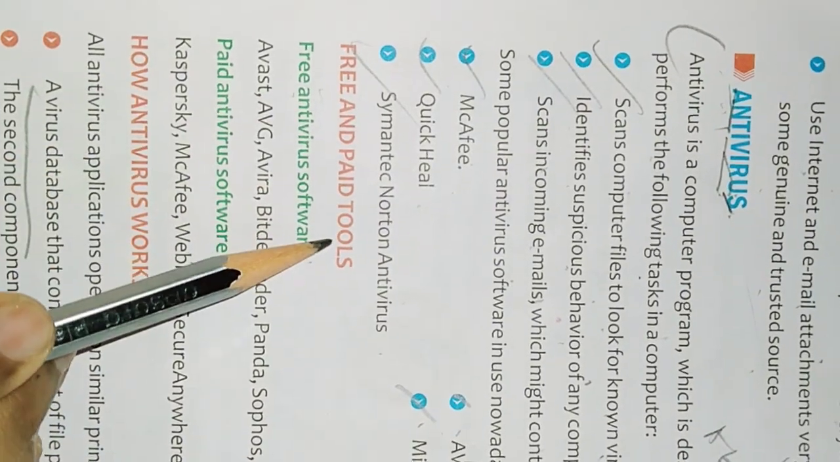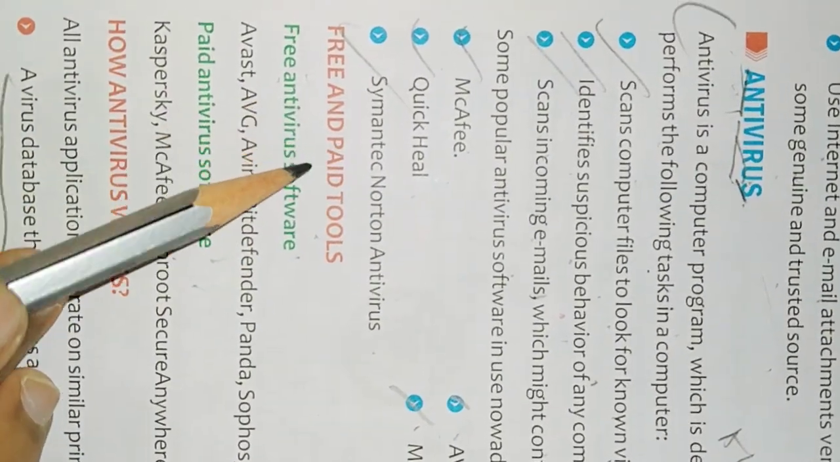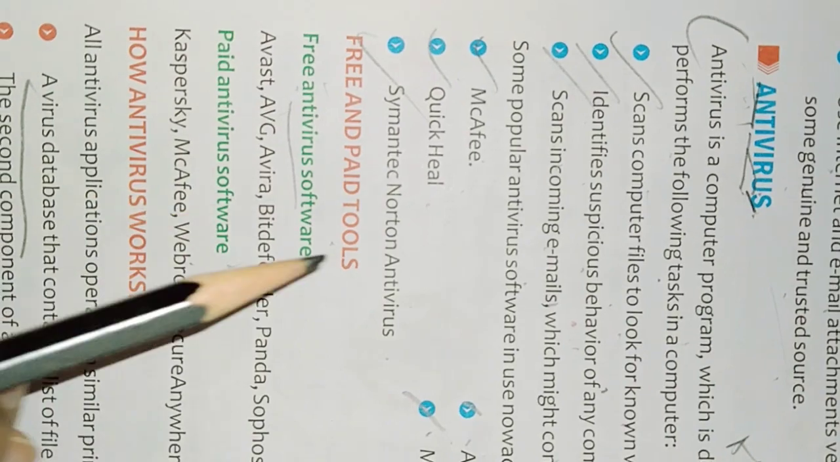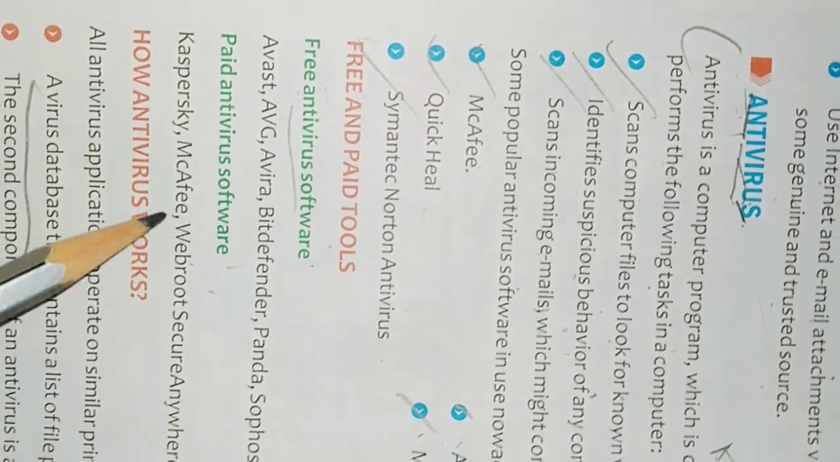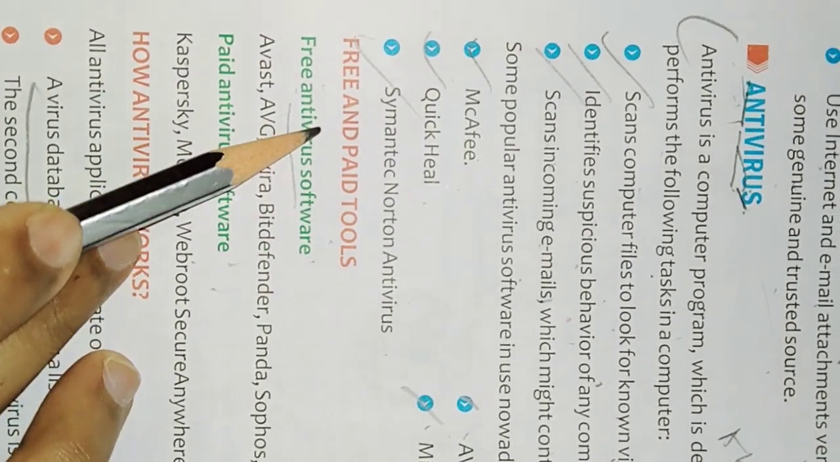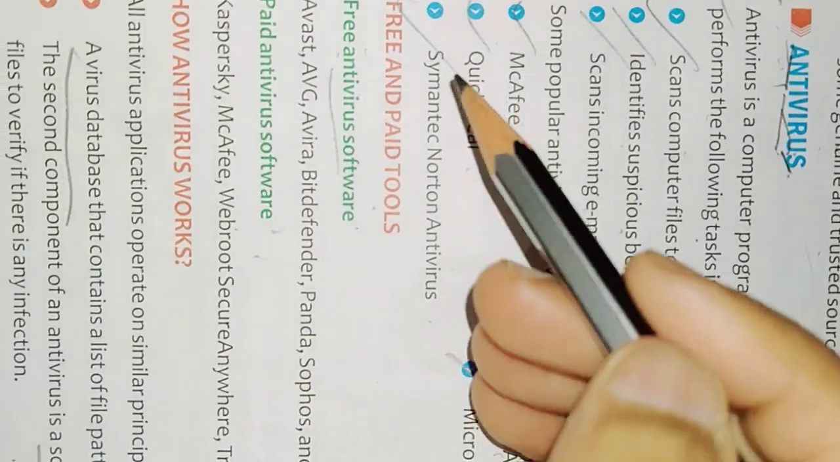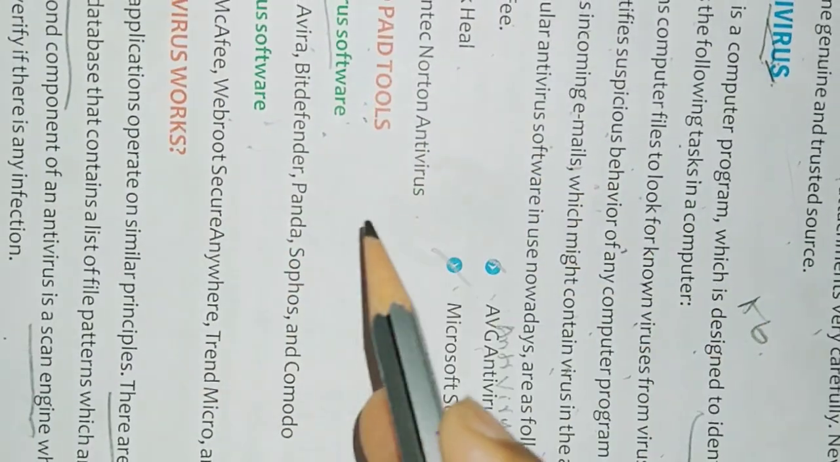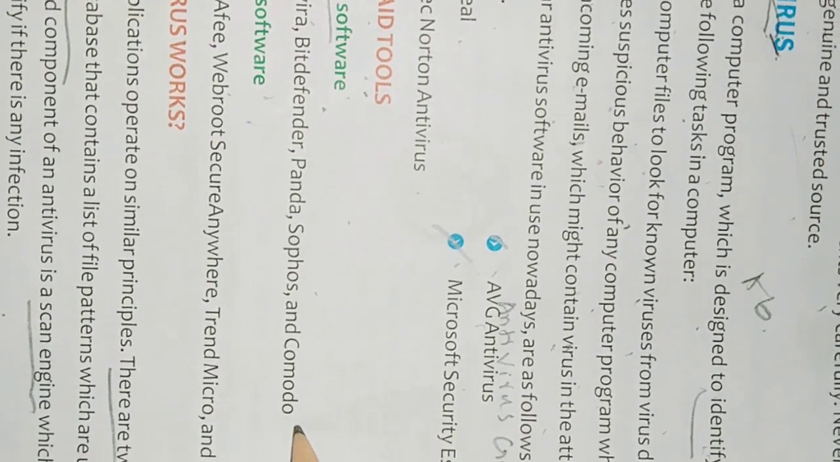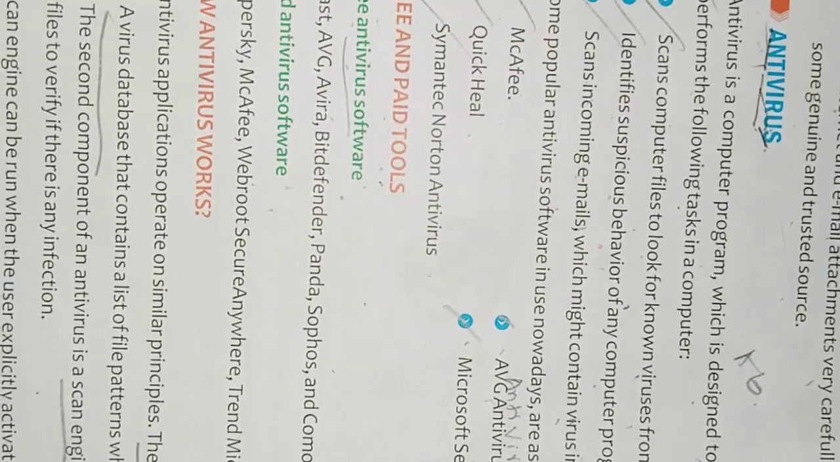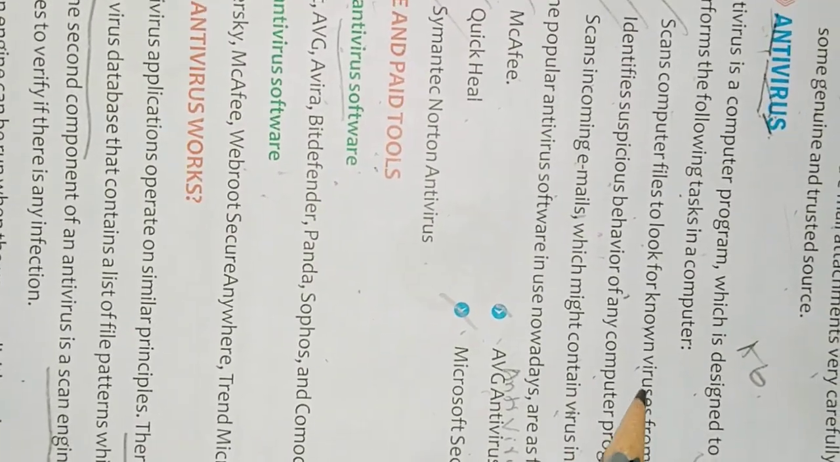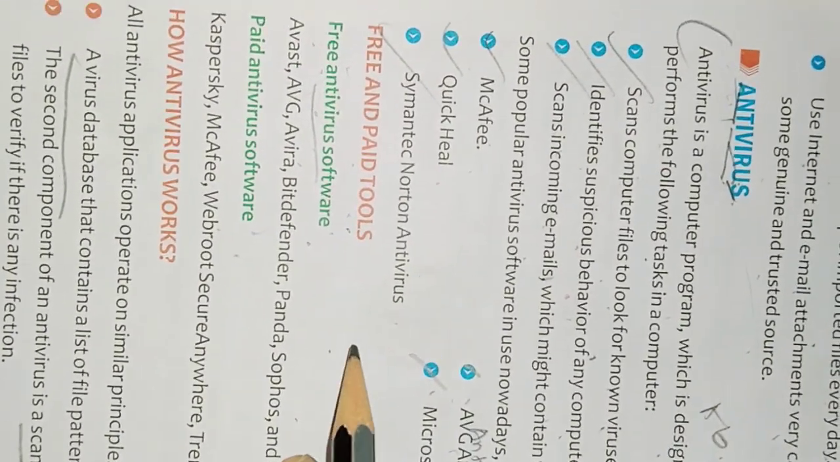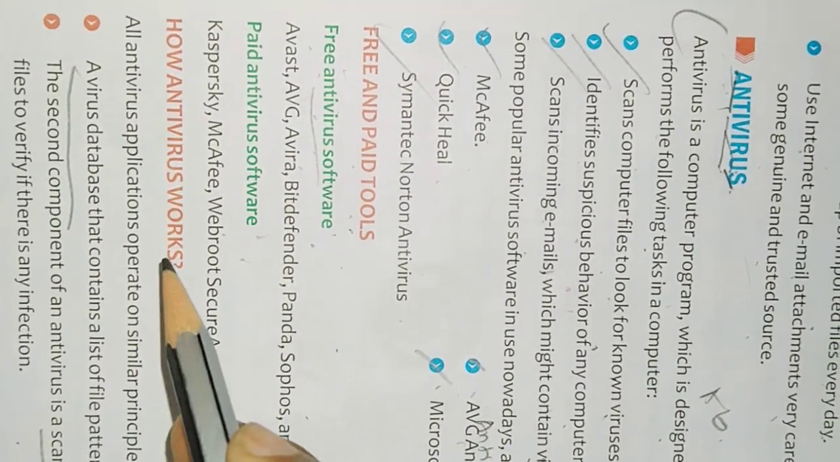First is free and paid tools. We will discuss free antivirus and also paid ones. First, free antivirus, which is antivirus software now available for free: Avast, AVG, Avira, Bitdefender, Panda, Sophos and Komodo. These are the free antivirus software. You have to learn at least 5 or 6 antivirus programs, both free and paid.